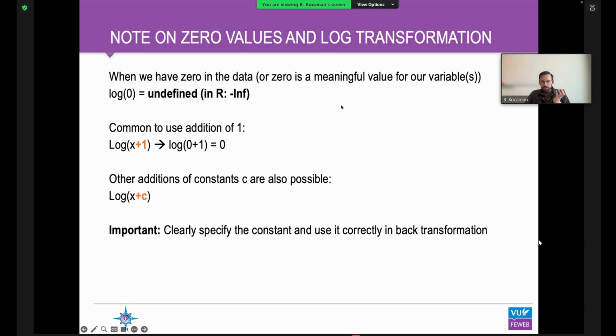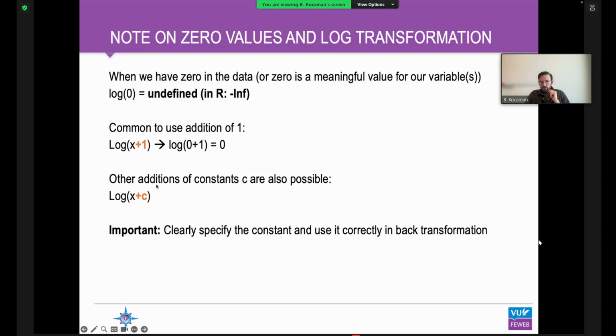And if you have 0 in your data, this is what's going to happen if you just take the log transformation. It's also important to consider what you observe in that variable, if 0 is a meaningful value or not. It's very common to use this addition of 1 when you take the log transformation. So instead of taking log x, you take the transformation log of x plus 1. Because then you actually map 0 to 0 again. So log of 0 plus 1, log 1, is equal to 0.